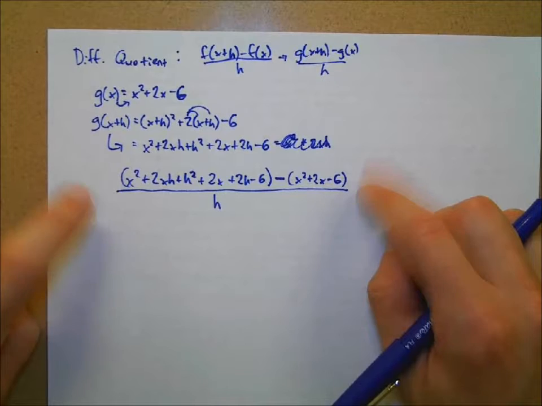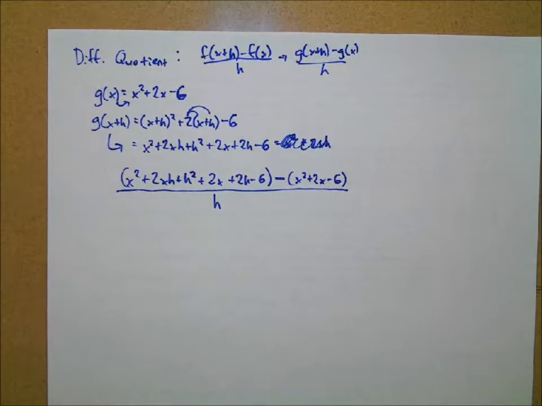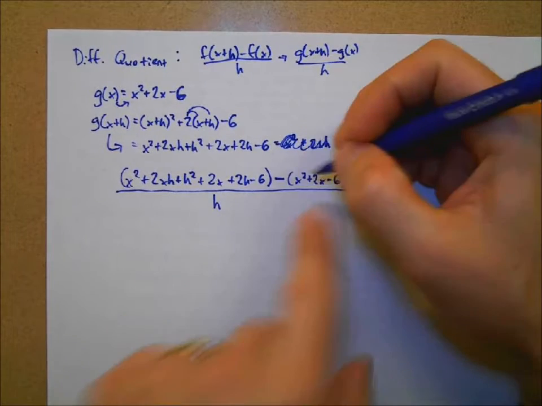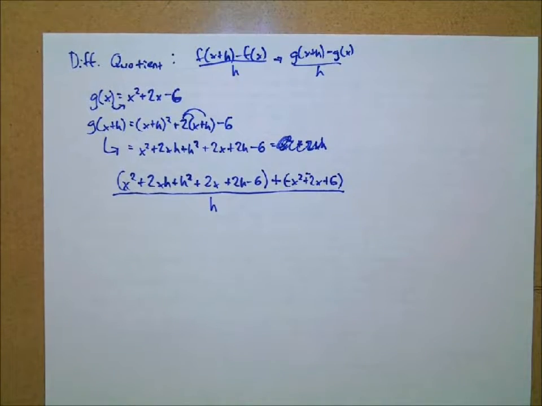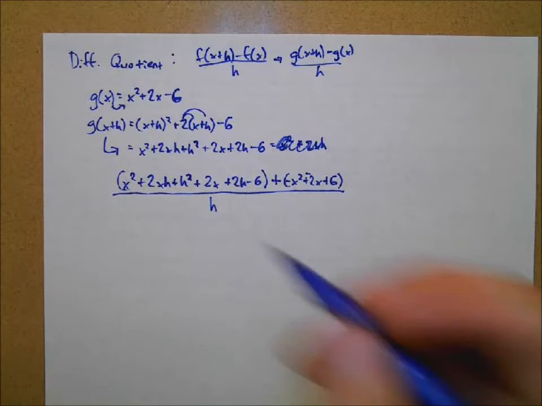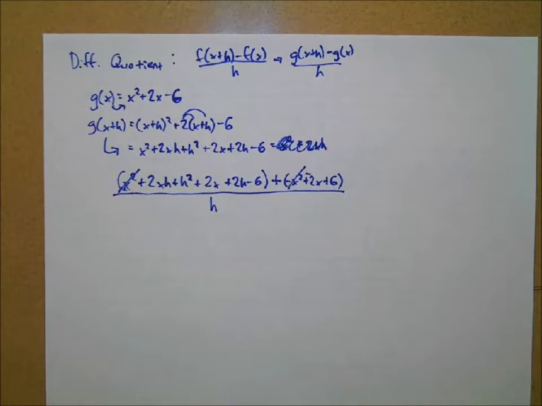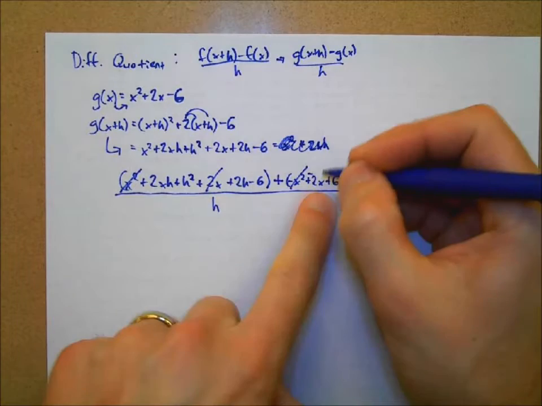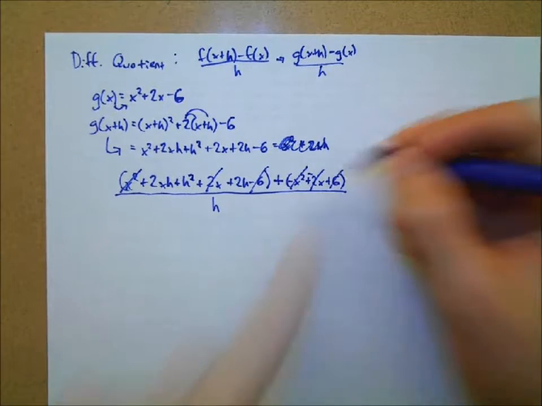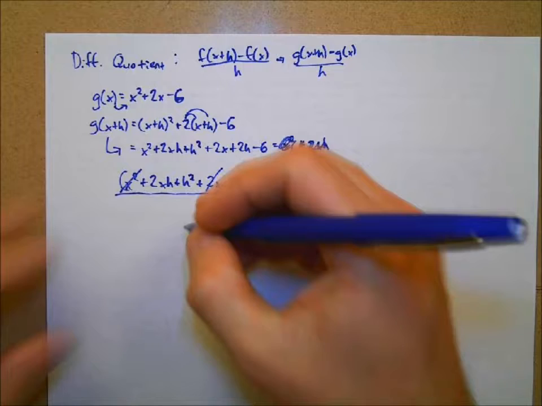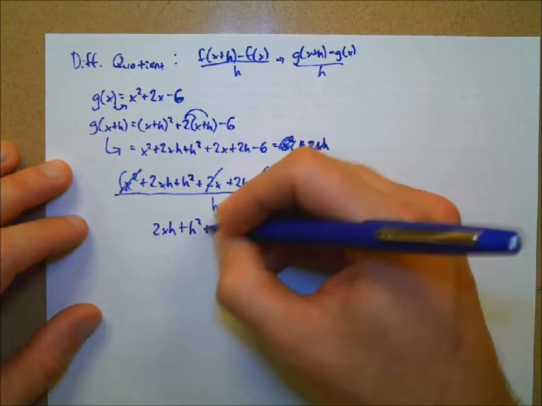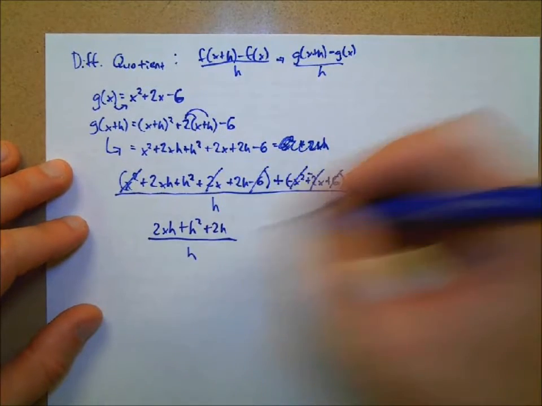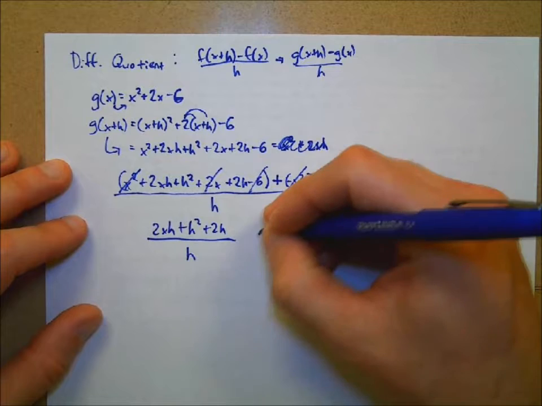So what you're left with is h squared plus 2h over h. Things cancel here, right? I'm going to just distribute it rather than rewriting it all over, so it'll be minus x squared minus 2x plus 6. Then the x squared cancels with the negative x squared, the positive 2x and negative 2x cancel, and the minus 6 and plus 6 cancel. So we're left with 2xh plus h squared plus 2h all over h. Okay, like that.